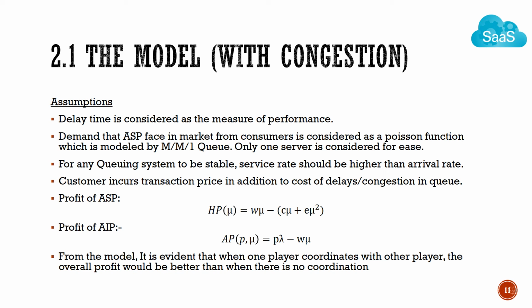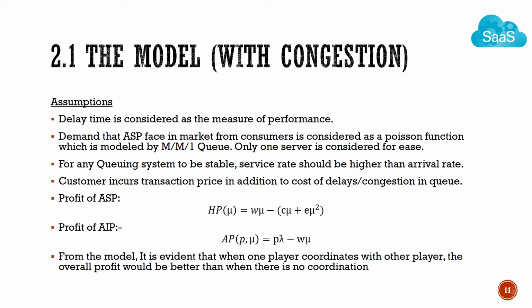So the congestion cost will be the product of delay cost per transaction and also the expected time a customer spent in the ASP system. So by taking the derivatives of equations, we have modeled the profit of ASP and profit of AAP as you can see in the equations in the slide.